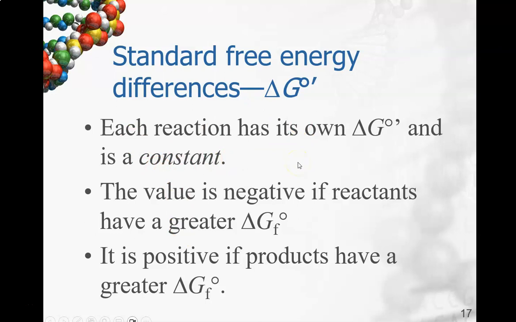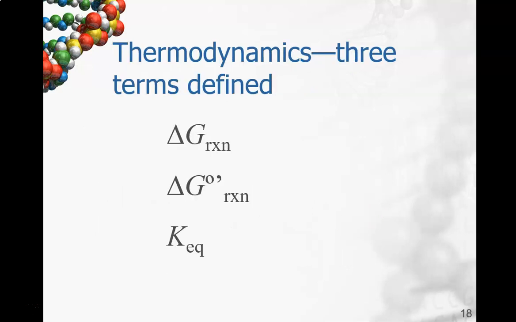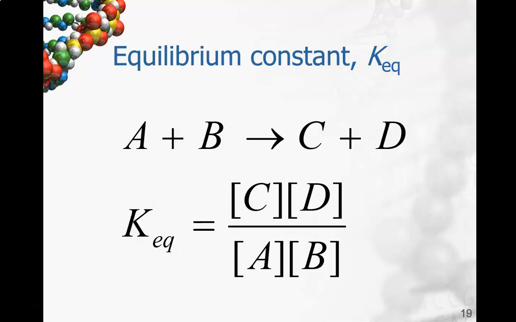The value is negative if the reactants have a greater delta G of formation, and the value is positive if the products have a greater delta G of formation. So that's the two delta G's. How about the equilibrium constant?